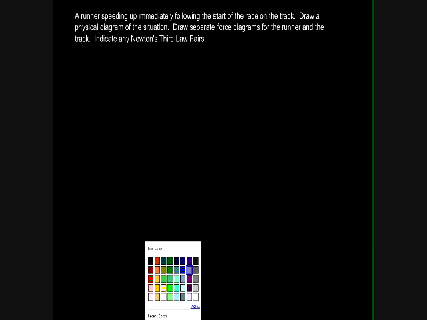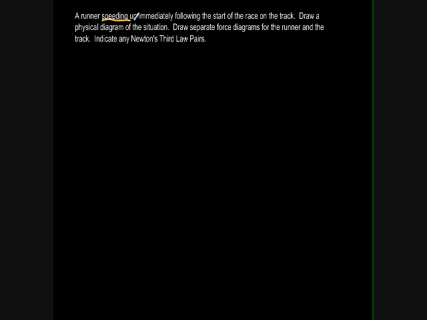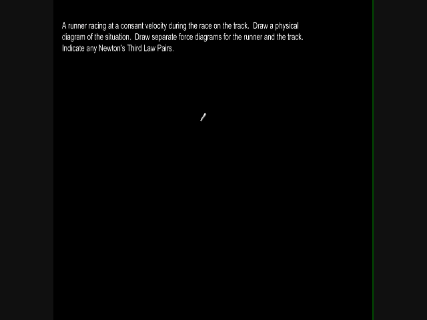This one may get a little bit iffy on us, but we're going to try this one just to see what we can come up with. So I'm going to have a runner again. So the runner is speeding up. So I know I'm going to have to show a... as a matter of fact, let's do this. Let's go here and do this one first. Let's do constant velocity.